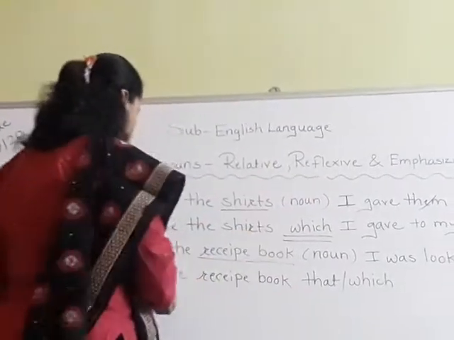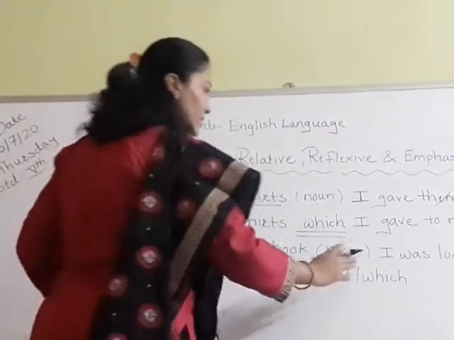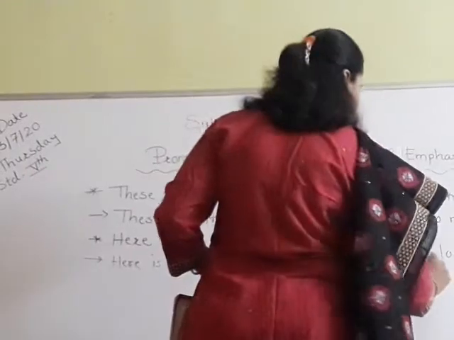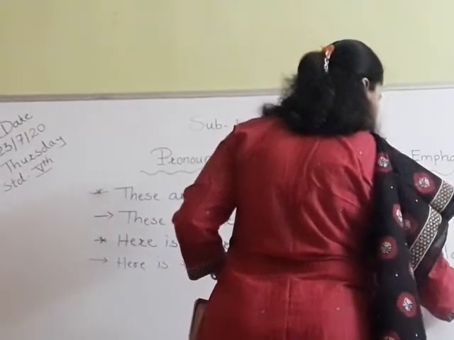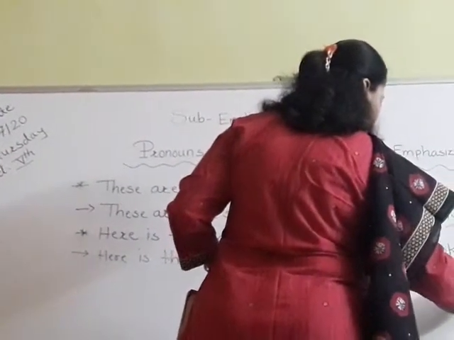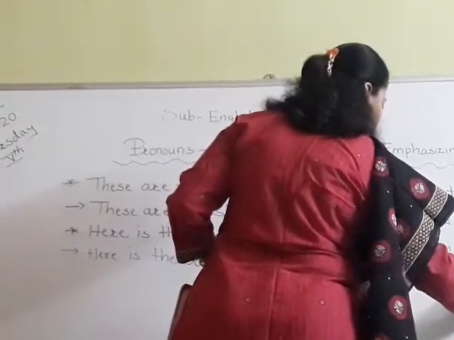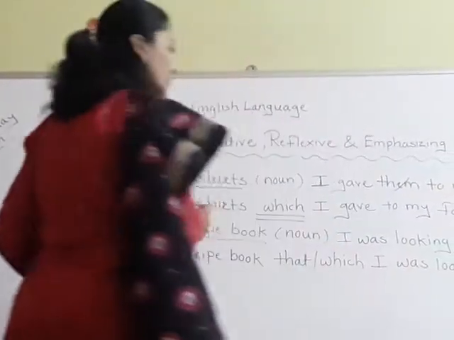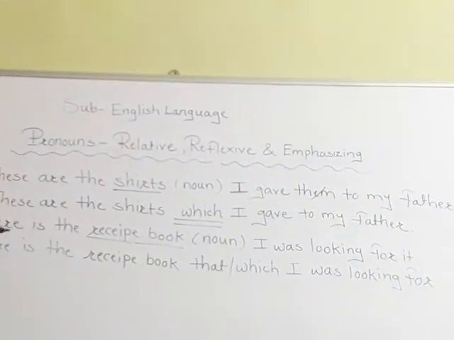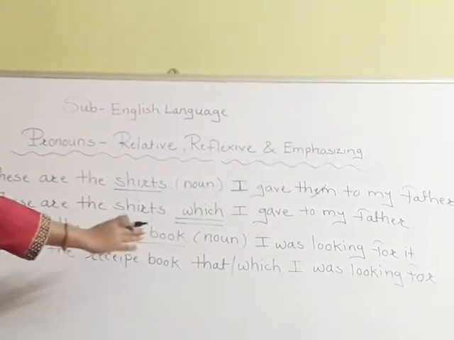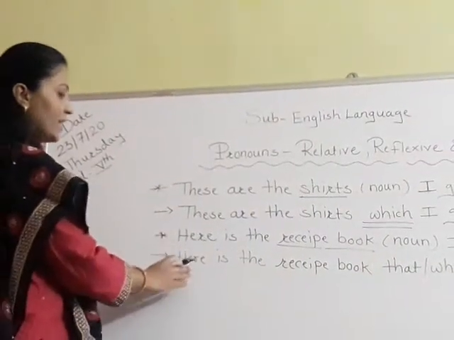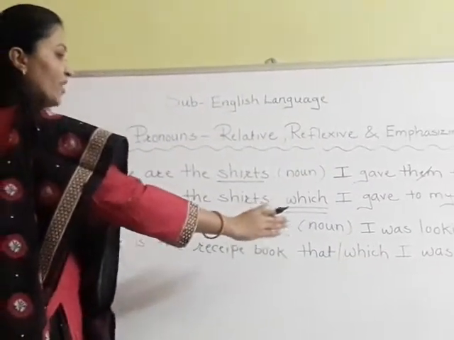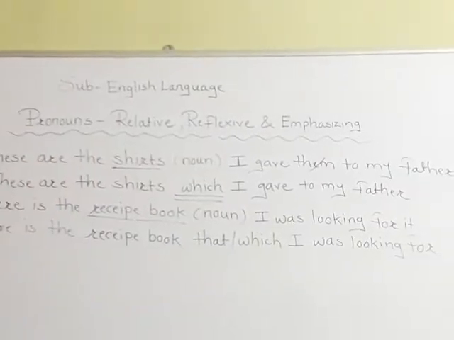Okay. Here is the recipe book that I was looking for, and you have to remove it from this sentence. Okay. Here is the recipe book that I was looking for. Or you can write, here is the recipe book which I was looking for. So like this.